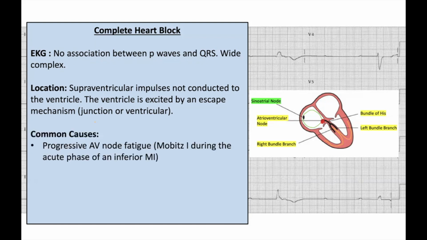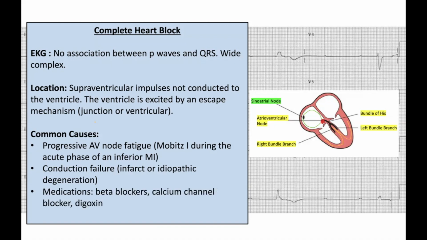Common causes. You can see progressive AV node fatigue, like Mobitz 1 during the acute phase of an inferior MI, but also conduction failure, like infarct or idiopathic degeneration of our His-Purkinje system as well. And then medications, like discussed before, can also contribute to this.